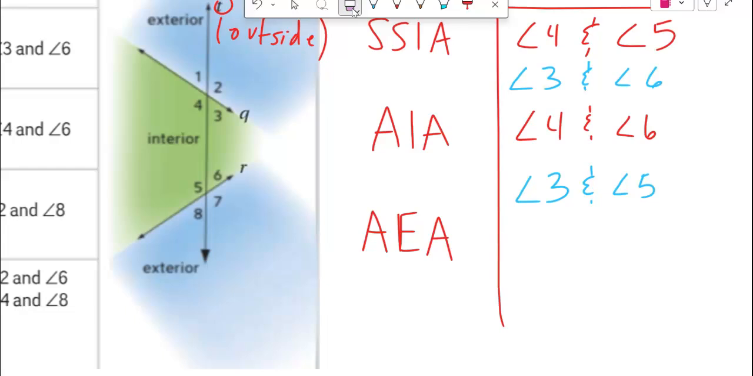Okay, give me a pair, Fane, of alternate exterior angles. 1 and 7. One on the left, one on the right, and they're both on the outside of Q and R. Very good. Give me the other one, Archie. 2 and 8.